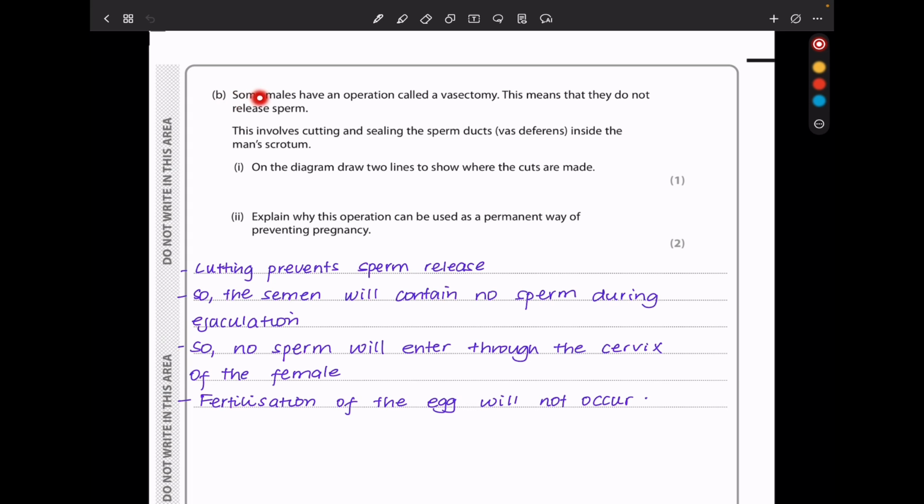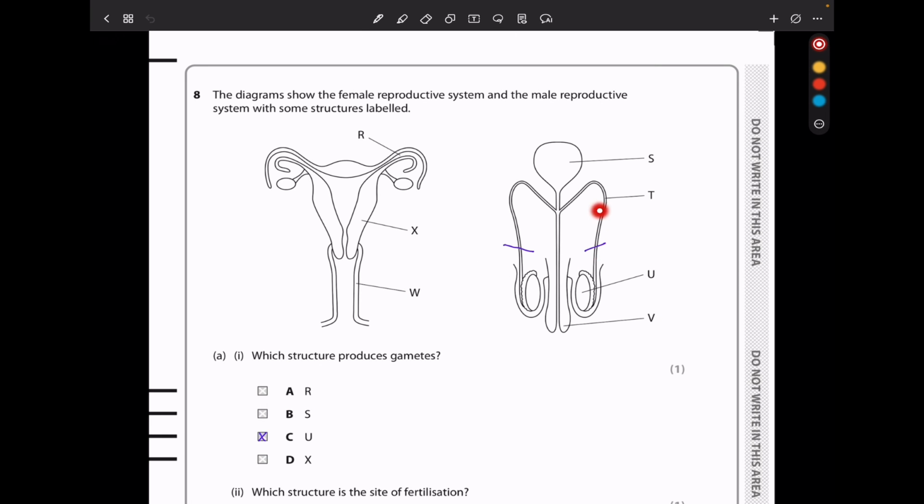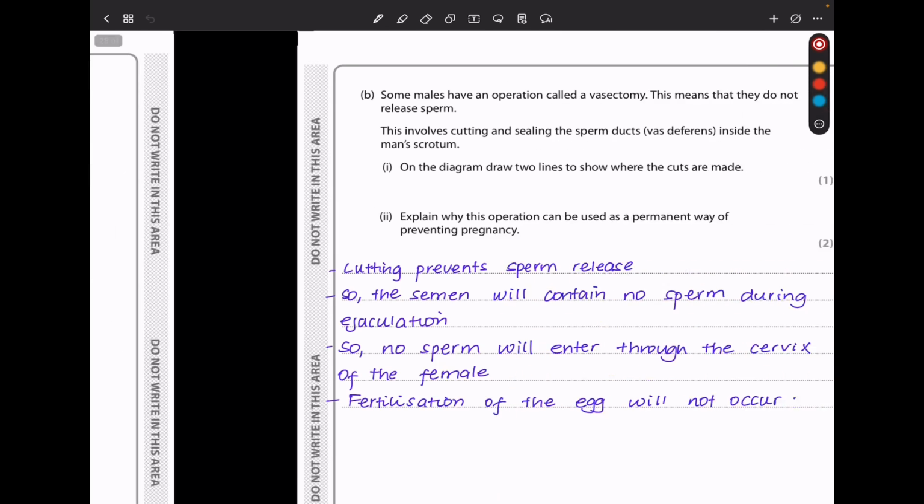In part B, some males have an operation called a vasectomy. This means that they do not release sperm. This involves the cutting and sealing of the sperm ducts, which is the vas deferens, inside the man's scrotum. On the diagram, draw two lines to show where the cuts are made. The cuts are going to be made along this point here because the sperms are made in here and they will go upwards. So if the cut is made here and here, along the tube, sperm cannot come up in order to be released outside of the male's body.